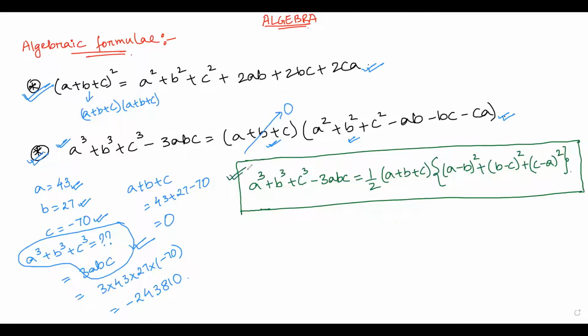Also, there is one more way by which a cube plus b cube plus c cube minus 3abc is written, which is simply half of a plus b plus c times a minus b whole square plus b minus c whole square plus c minus a whole square. Well, this form we are getting simply by multiplying 2 in this factor and taking 1 by 2 outside. Because this would be in that case 2a square plus 2b square plus 2c square minus 2ab minus 2bc minus 2ca, which can be written as a minus b whole square plus b minus c whole square plus c minus a whole square.